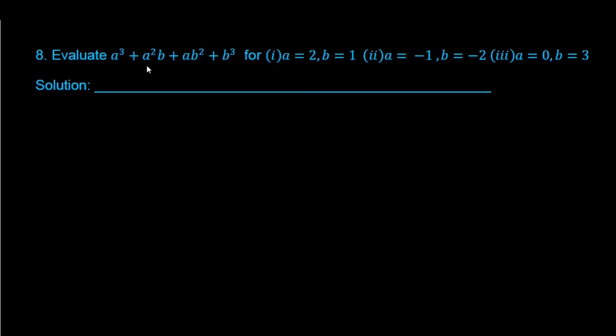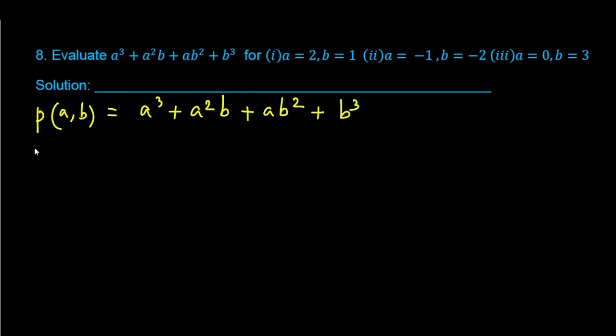Evaluate a cube plus a square b plus ab square plus b cube. First one at a equal to 2, b equal to 1. Let us say this polynomial p of a comma b is equal to a cube plus a square b plus ab square plus b cubed. First one, a is equal to 2, b is equal to 1.